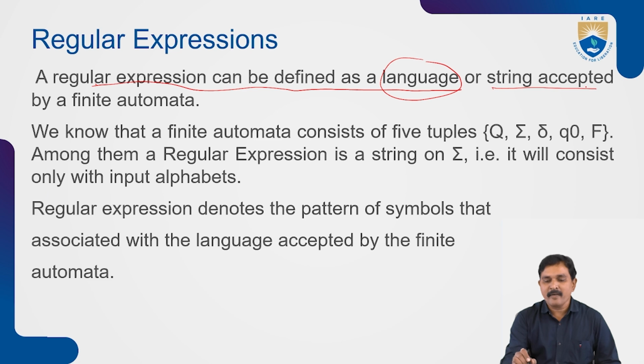And the defining is also called a string. So a language is nothing but a set of valid strings which are already recognized by finite automata, meaning those which are accepted by the finite automata. Those kinds of valid strings can be defined by some simple expression, and that expression is called a regular expression. A regular expression can be defined as a language, a string, accepted by a finite automata.